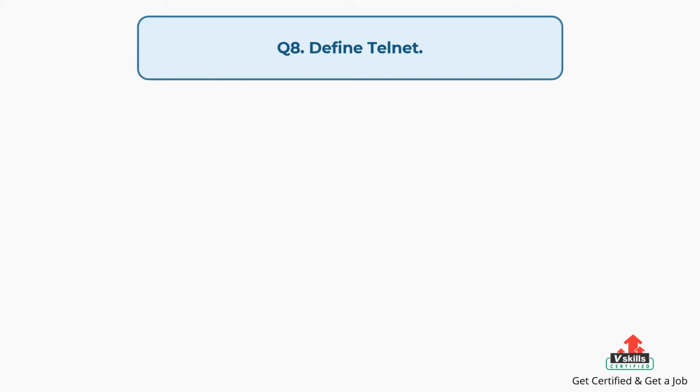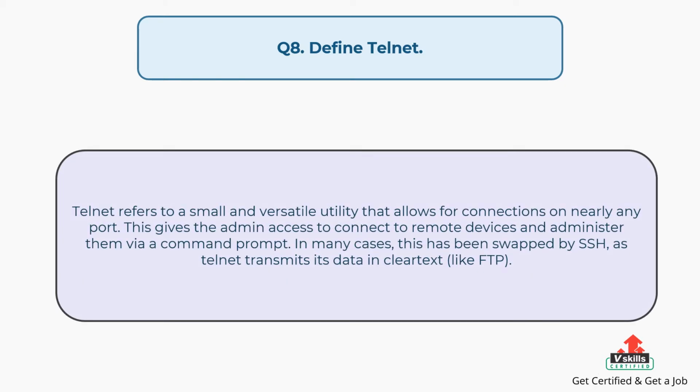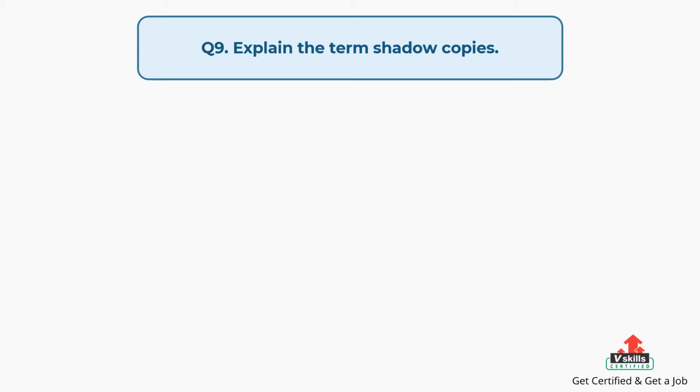The answer is, Telnet refers to a small and versatile utility that allows for connections on nearly any port. This gives the admin access to connect to remote devices and administer them via command prompt. In many cases, this has been swapped by SSH, as Telnet transmits its data in clear text, like FTP. Question number 9. Explain the term shadow copies.